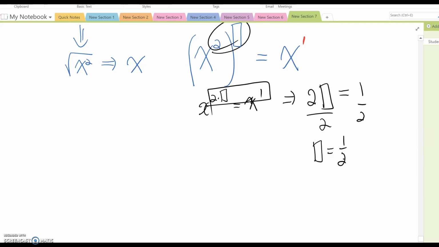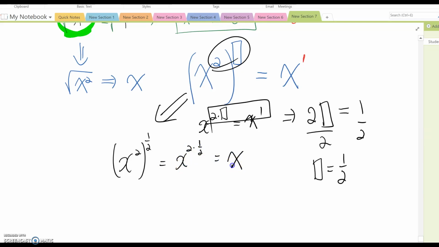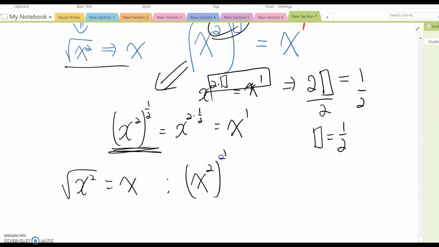So let's double check whether this is correct. x squared to the 1 over 2 power, which means x to the 2 times 1 over 2, equal to x to the 1 power. Make sense? Okay. Then this one must be the same as this expression, because after we take the square root of x squared, it came out x. And now we also found out x squared to the 1 over 2 power also equals x.